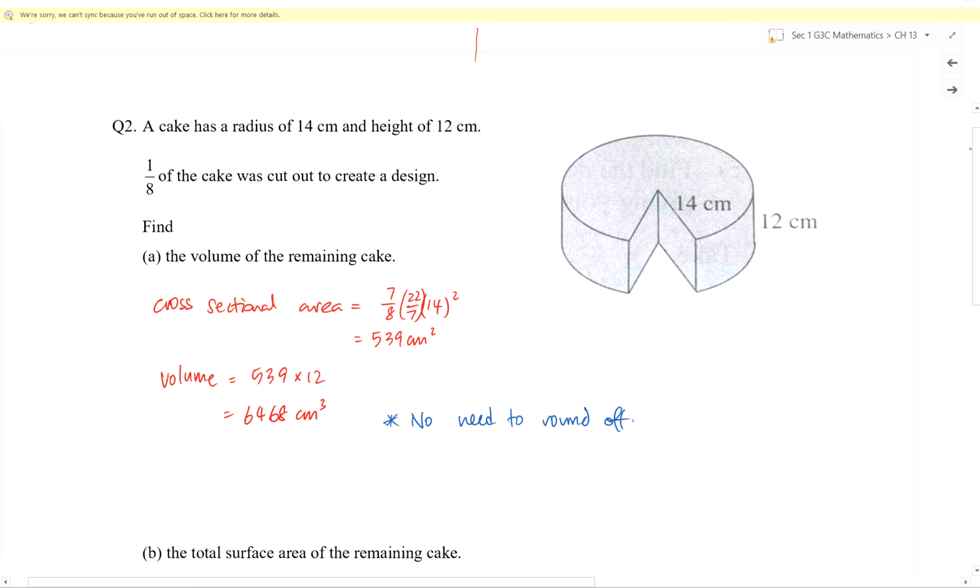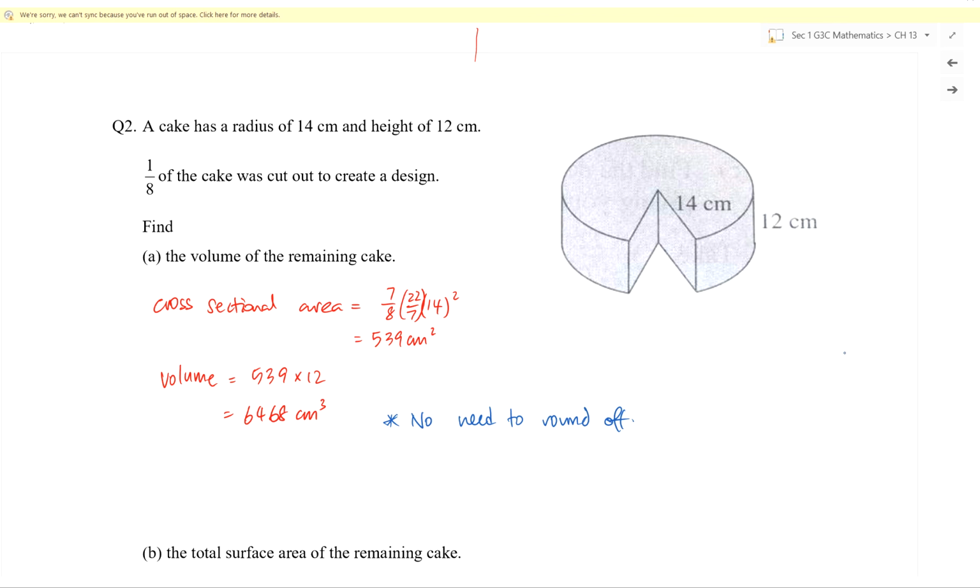Was this also a homework question? Okay, now we have a cake. 1/8 of the cake was cut out to create a design. What kind of design looks like this? And find the volume of the remaining cake. So you have to recognize that this is still a prism.